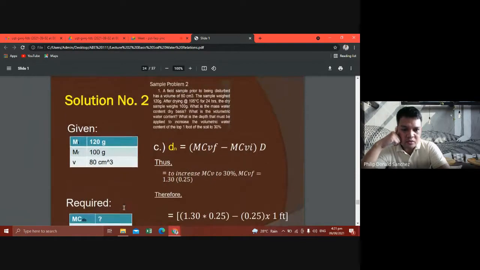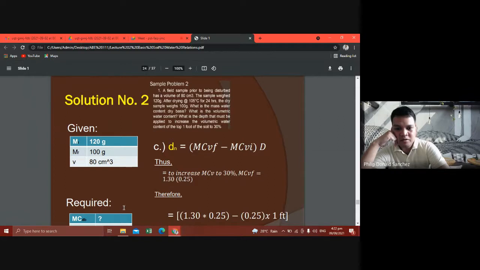solution number 2. So because the problem requires depth needed sa tubig, ang formula sa depth needed is MCVF minus MCVI times D, no? Kung saan ang MCVF moisture content nga volume final, minus MCVI moisture content nga volume initial. And then, para mo increase to 30%, mag-add ka 30%, then mahimo siya nga 1.3 times 0.25.